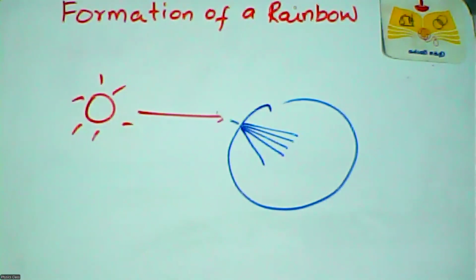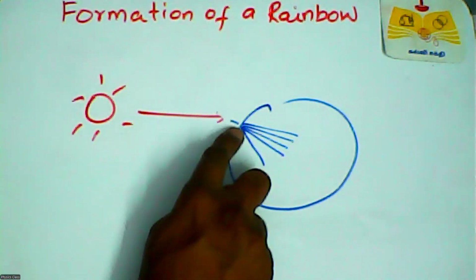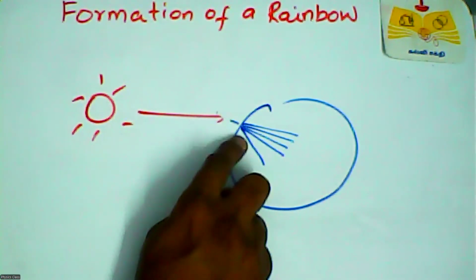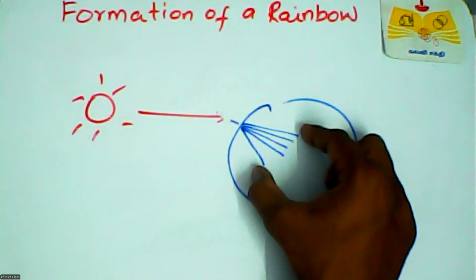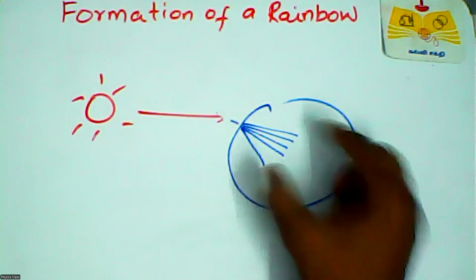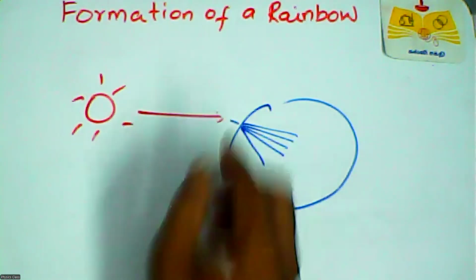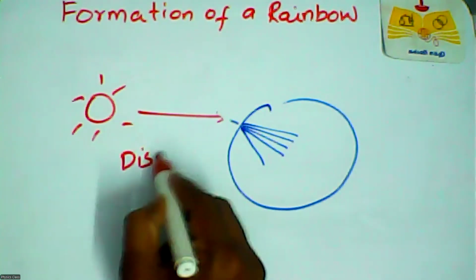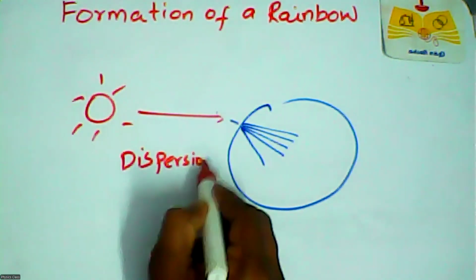So in that case, as the light passes through the water droplet, it is split into individual colors. That process is known as dispersion.